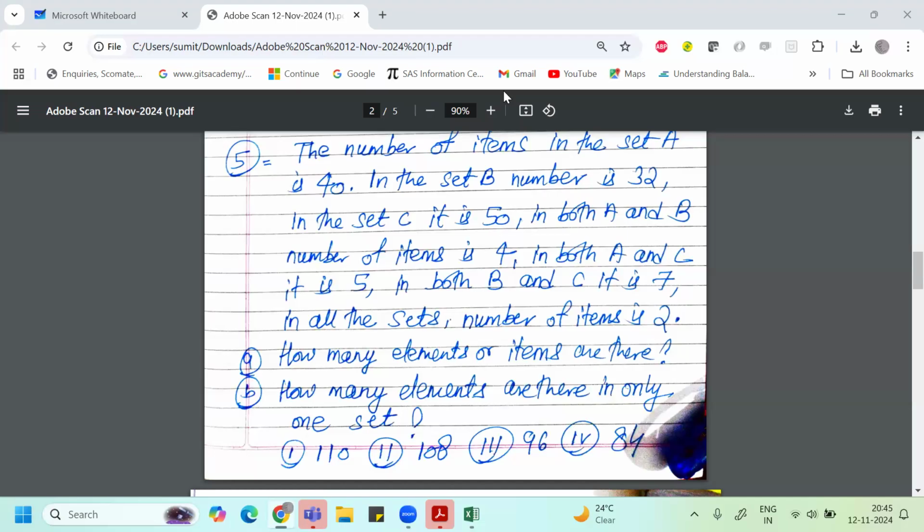This question you can do, right? You can easily do it. Just draw the diagram and put the elements there. Forget about formulas and all, like A union B, A intersection B. You don't need anything much. You can solve everything by yourself. Just draw three circles intersecting each other and fill in the elements.